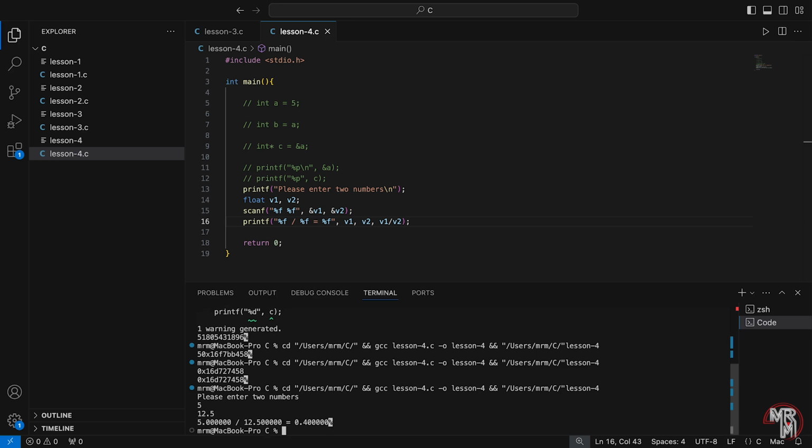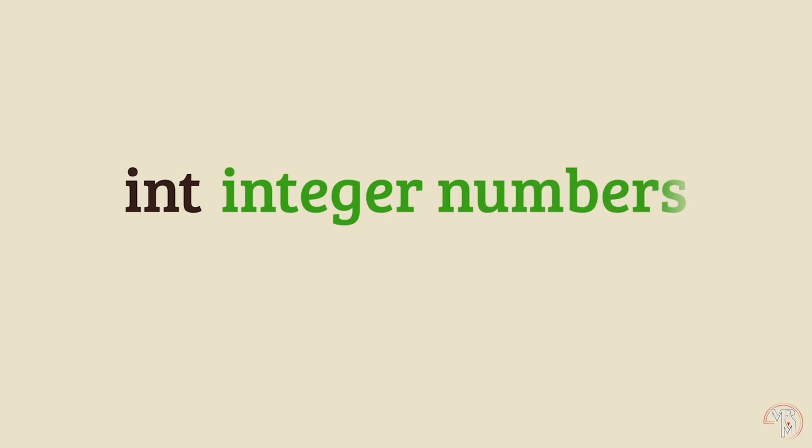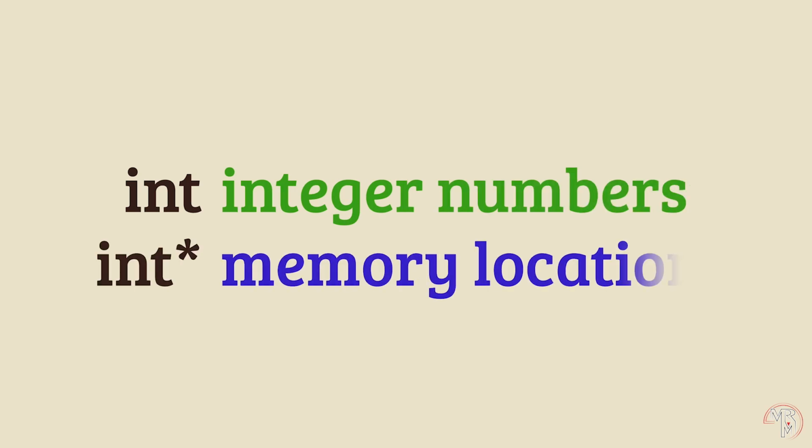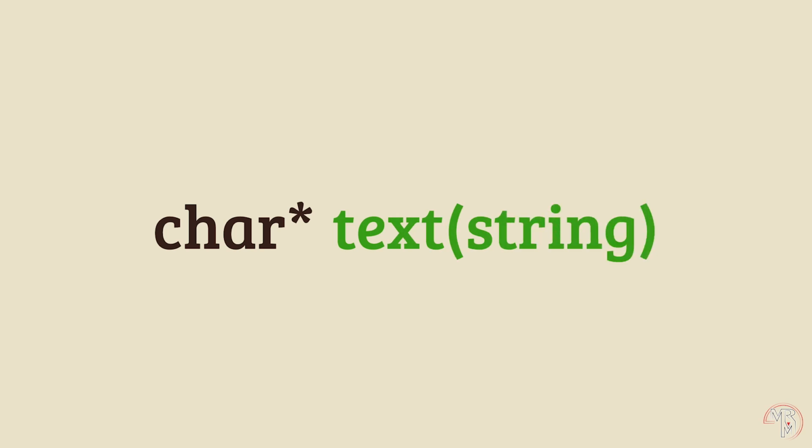Alright, so we've talked about pointers. We know that, for example, int is a data type that represents integer numbers. We also know that int asterisk is a data type that represents the memory location of an integer number. And you can have pointers of any data type by adding an asterisk after the data type. In fact, this is not the first time we deal with the asterisk. We have already used char asterisk or char pointer variables to represent text, so let's talk about that now.